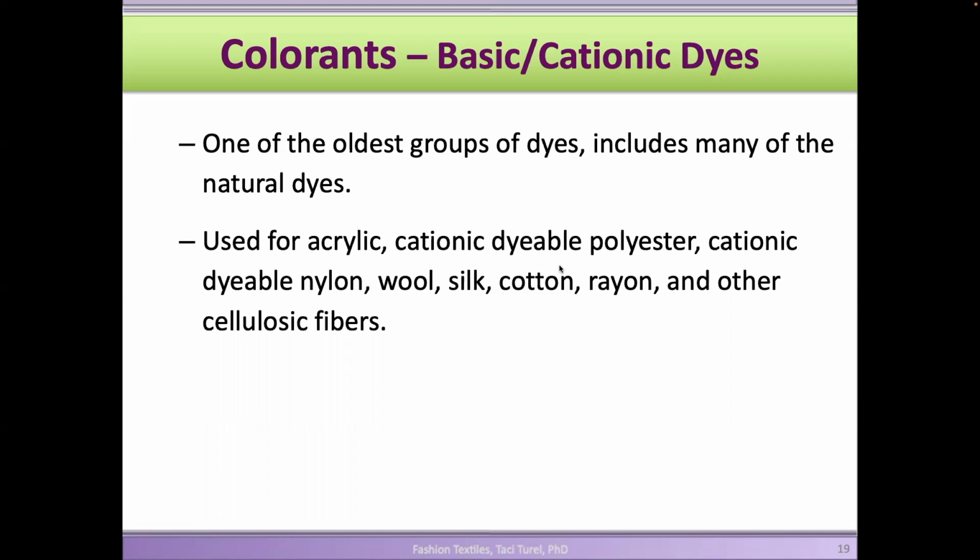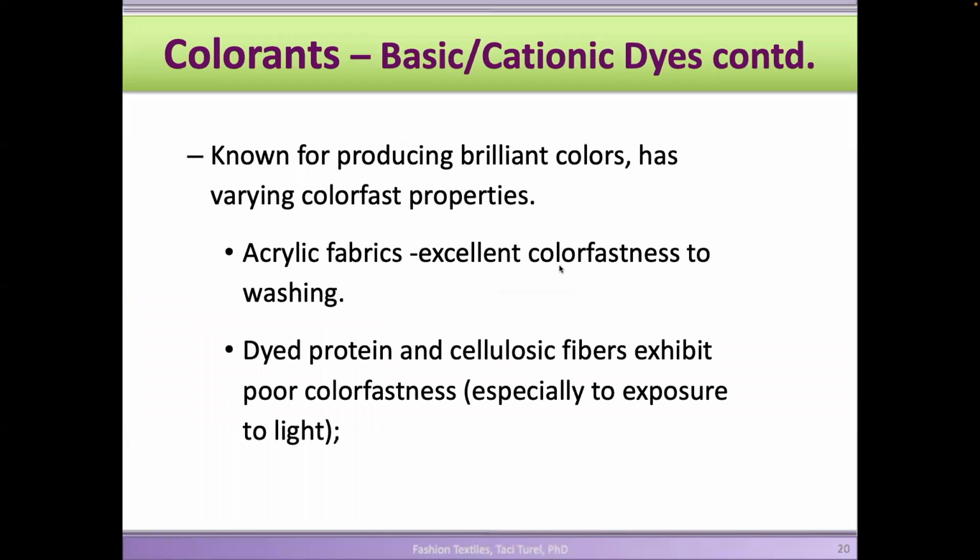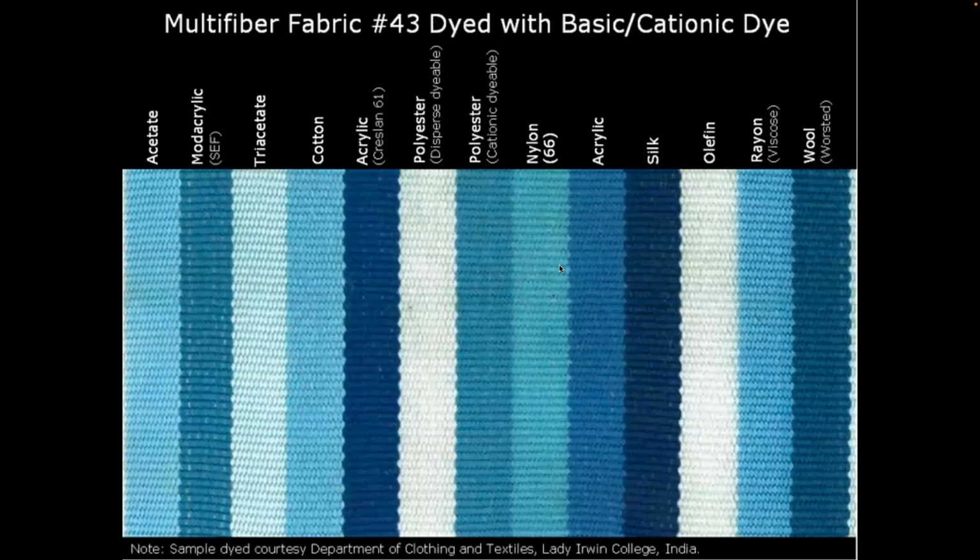Basic and cationic dyes, these are the oldest type of dyes, and we can use those dyes to dye acrylics, polyesters, a lot of the synthetic fibers. Acrylic fabrics have excellent color fastness to laundering and washing, and dyed cellulosic fibers usually have poor color fastness to these kind of dyes. So you can see how different fibers picked up color.